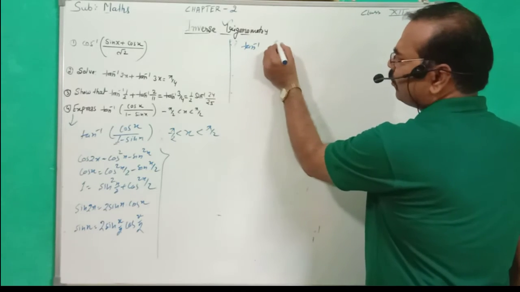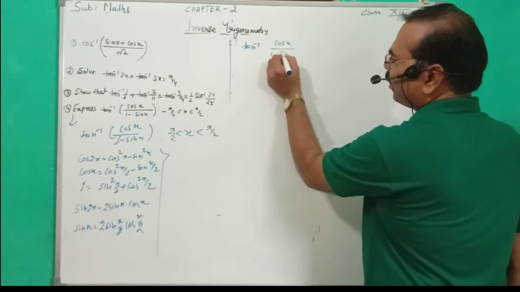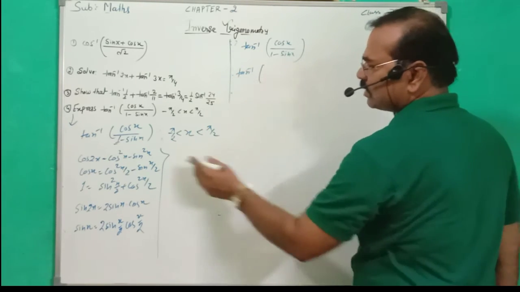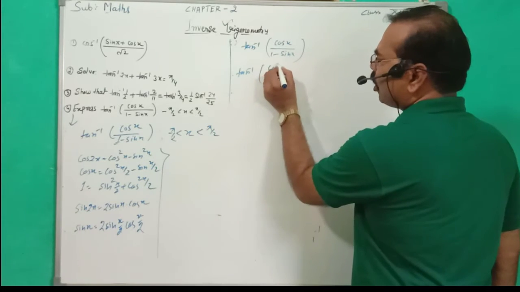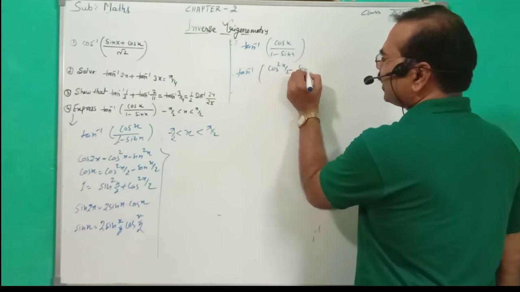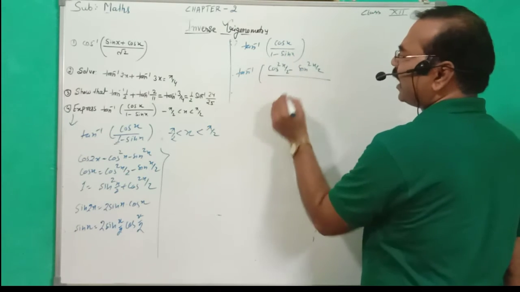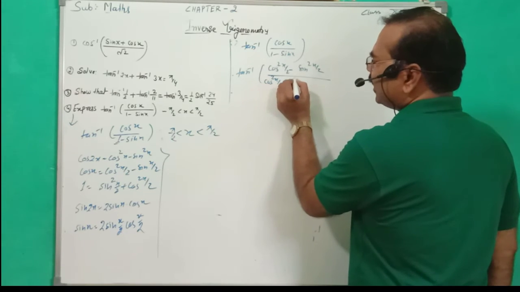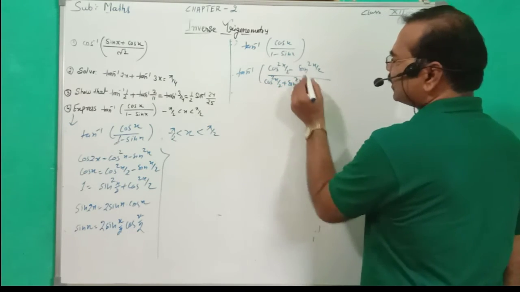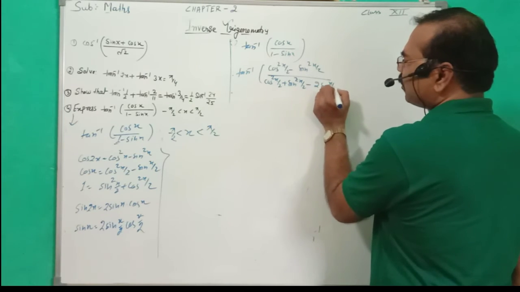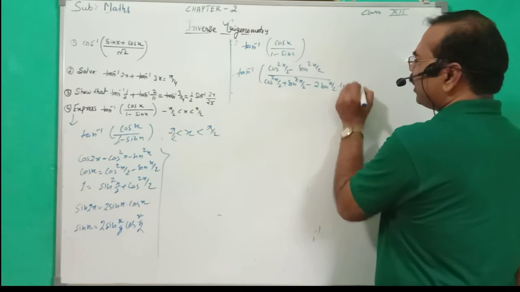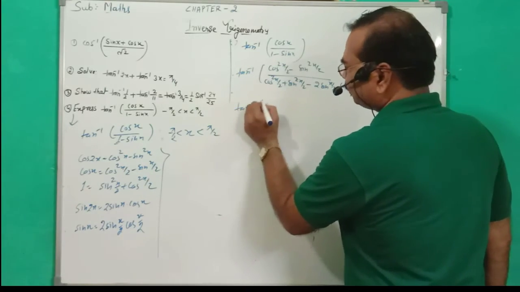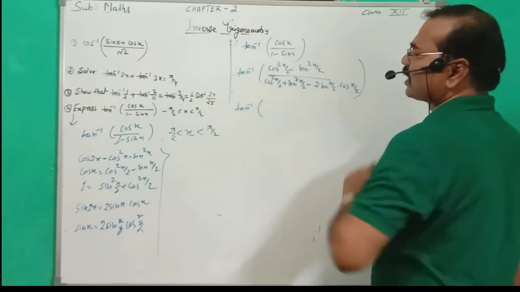Your question is tan inverse of cos x upon 1 minus sin x. Then for cos x we write cos square x by 2 minus sin square x by 2, and for 1 we write cos square x by 2 plus sin square x by 2, and sin x we write 2 sin x by 2 into cos x by 2. Now we have tan inverse of cos square x by 2 minus sin square x by 2.